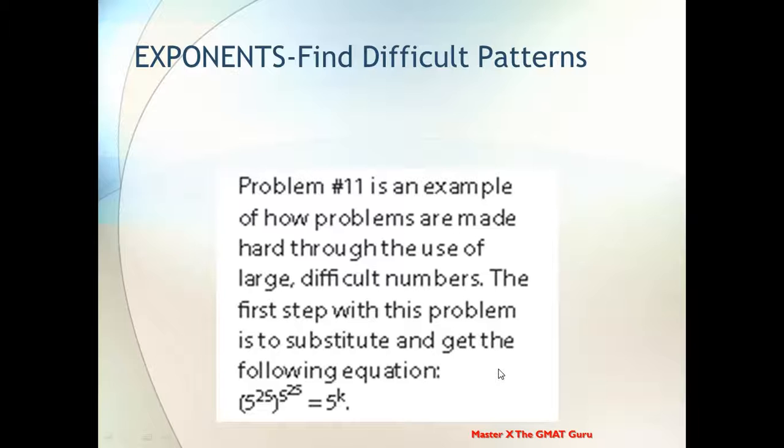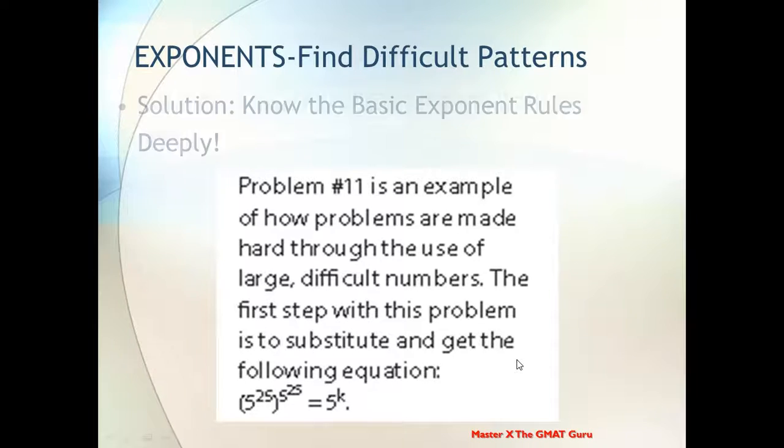You have that in front of you now. How do you solve that? Again, don't get confused by this huge number. It is important to know the basic exponent rules deeply in order to solve this.